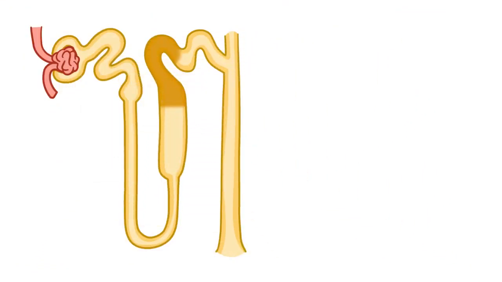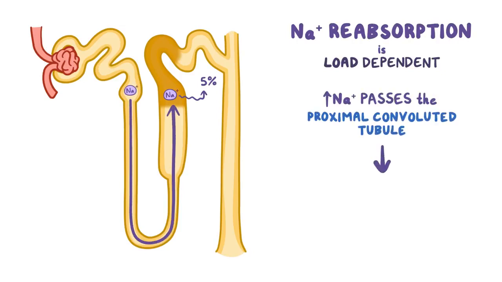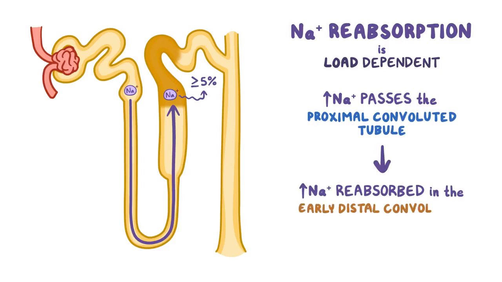Normally, the early distal convoluted tubule reabsorbs around 5% of the filtered sodium, but this reabsorption is load dependent, which means that when more sodium makes it past the proximal convoluted tubule, more is reabsorbed in the early distal convoluted tubule. This is possible because more sodium delivered to the distal convoluted tubule means a stronger sodium gradient for the sodium chloride cotransporter.